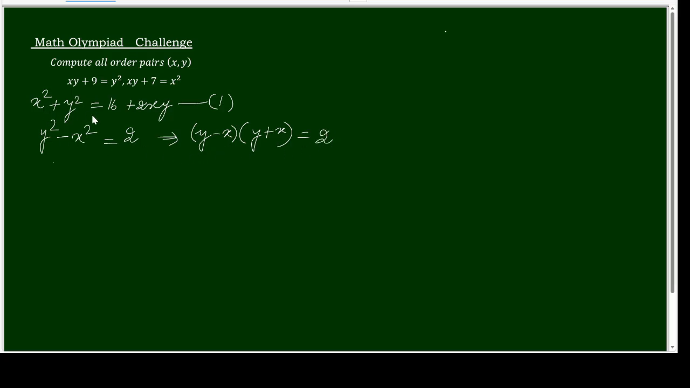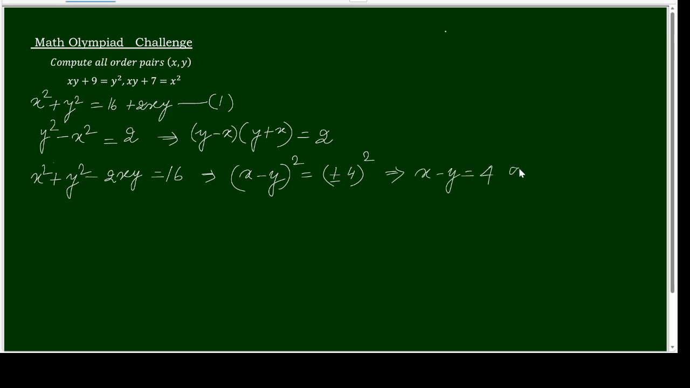Now let us come to this x² + y². First equation minus 2xy equals 16. So (x − y)² = 16. 16 can be (+4 or −4)². So I am getting here x − y is maybe 4 or x − y is maybe −4. So go one by one for this expression.